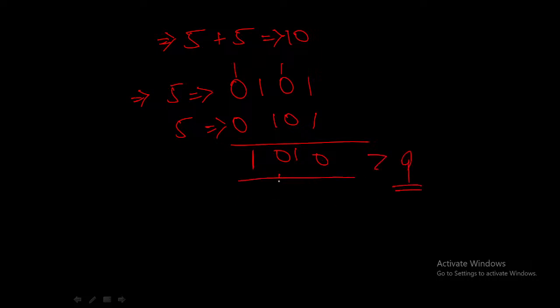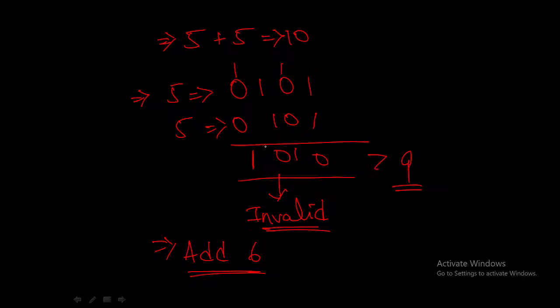Okay, so this result is invalid. So how to make it valid? We are going to add 6. We should add 6 to the sum to make it a valid BCD number. So if the final result is an invalid result, then we have to add 6 to make it valid.